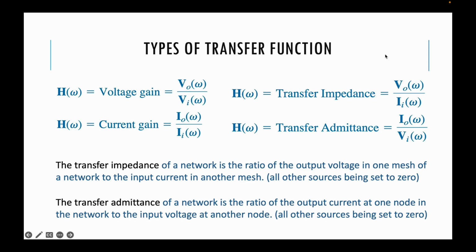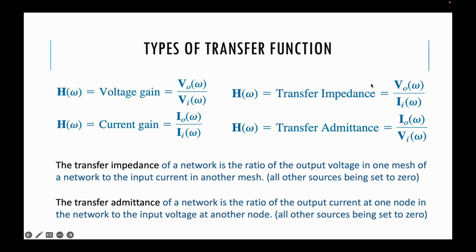Now let's take a look at the types of transfer functions. There are basically 4 types of transfer functions. The first is the voltage gain, the second is the current gain, the third is the transfer impedance, and the fourth is the transfer admittance. The voltage gain is obviously the voltage ratio of the output voltage to the input voltage. The current gain is also self-explanatory, is the current ratio of the output current to the input current. The transfer impedance is the ratio of the output voltage to the input current, and the transfer admittance is the ratio of the output current to the input voltage.